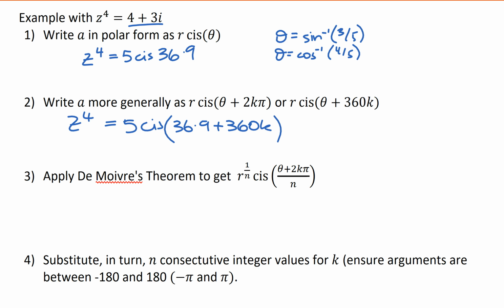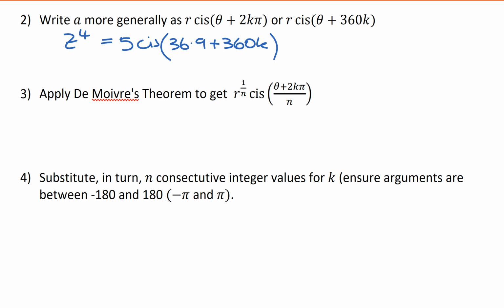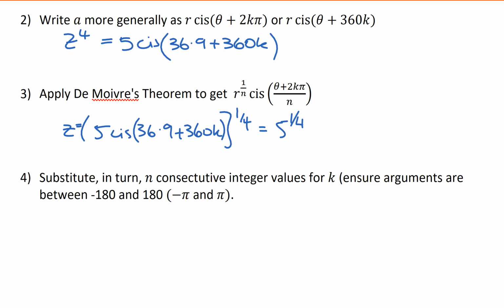So now I'm going to apply De Moivre's theorem and go, okay, so z therefore is going to be 5 cis 36.9 plus 360k, all to the power of, not 4, a quarter. Which is 5 to the power of a quarter, cis 1/4 times 36.9 plus 360k. Now, I won't stand up here and say that looks easy, but are you following me at least?